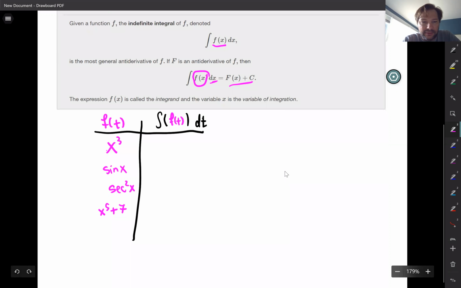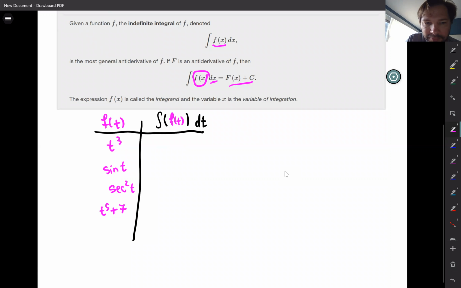Now I wanted to give you a bunch of functions in t. So f of t could be t cubed, or sine of t, or secant squared t, or even t to the fifth plus 7. Now I want to take the integral of f of t with respect to t. Notice that I've changed the variable of integration to t here. That's why we use this notation. You should be able to do this. What's the integral of t cubed?